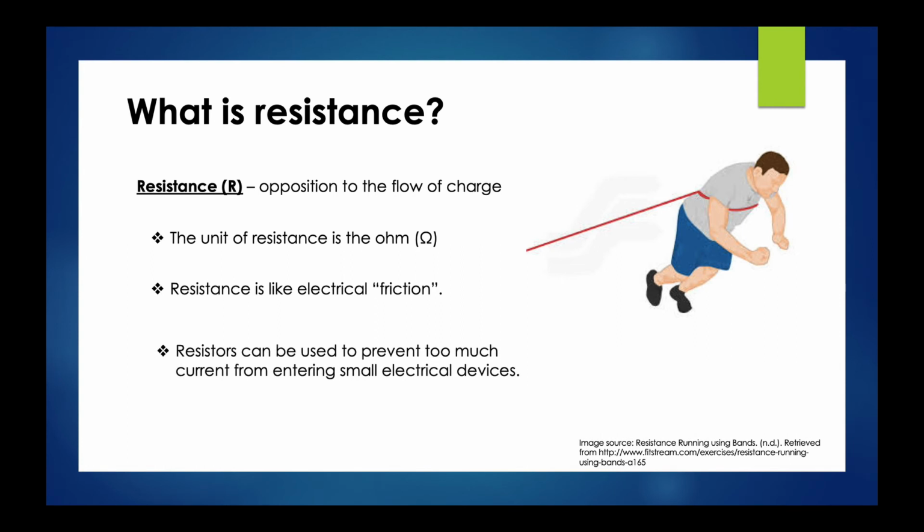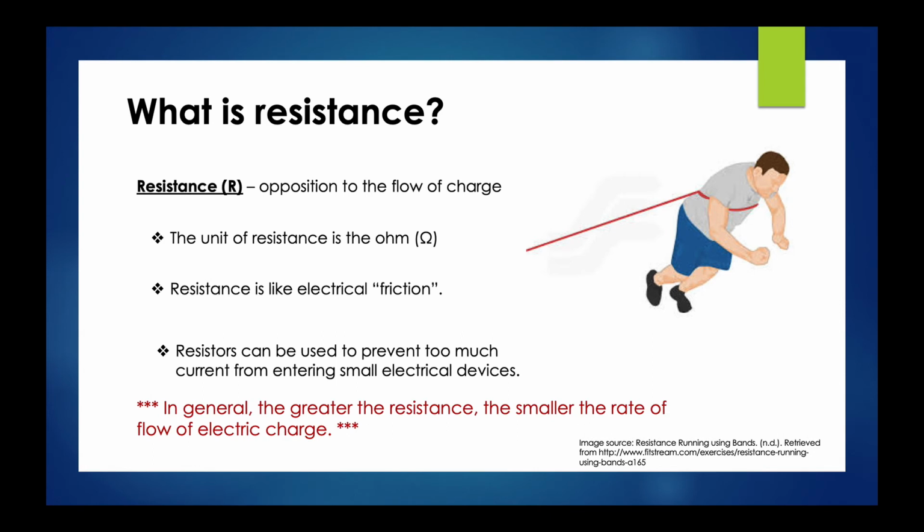Resistors can be used to prevent too much current from entering small electrical devices. So we use many electrical devices. We have our phones, and we have large devices like a refrigerator or a washing machine. Well, it's clear that our phone doesn't need as much electricity as the washing machine. So electricians, electrical engineers, can design systems using resistors that will prevent too much charge from entering small devices. That is one use of resistors. In general, the greater the resistance, the smaller the rate of flow of electric charge.